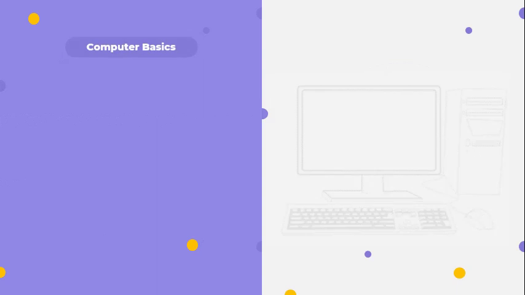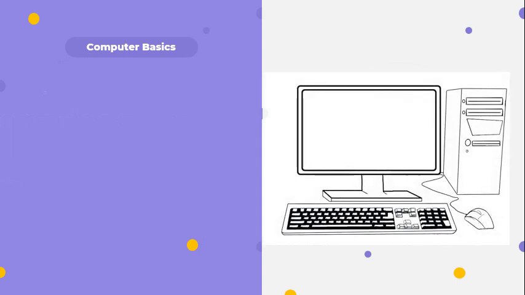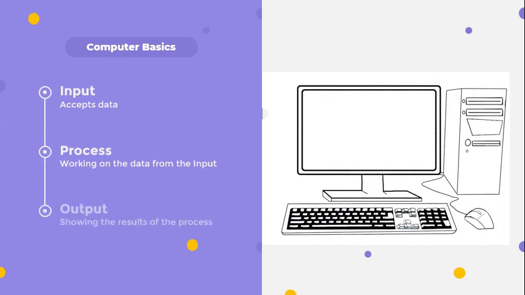First of all, we have to look at some computer basics. These will help us understand algorithms, flowcharts, and pseudocodes. A computer, remember, is an electronic device that accepts input, processes it, and outputs it. The first function of a computer is an input, where it accepts data. The second one, the data from the input is processed in order to output the desired results.